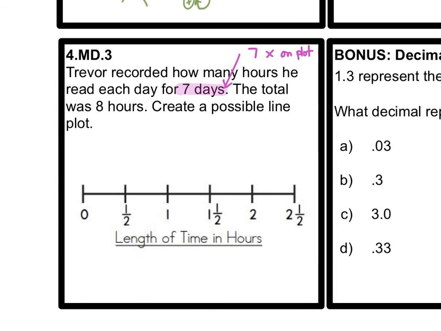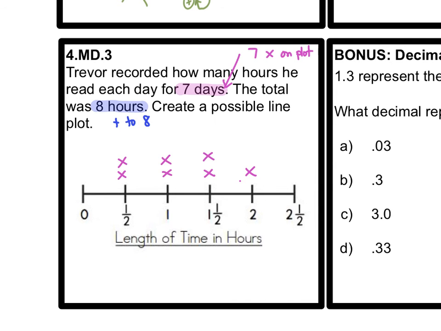Okay. The other bit of information that we need to keep track of is that the total is 8 hours, meaning that all 7 X's have to add up to 8. So now let's go ahead and plot our X's. As I do this, I'm going to add them up in my head. So I can have a half hour plus a half hour is 1 hour, 1 hour, 2 hours, 3 hours, 4.5 hours, 5.5, 6 hours, and 7, 8 hours total.